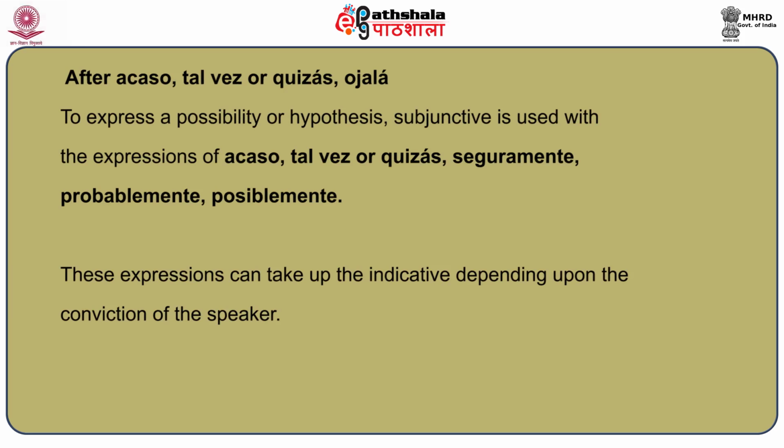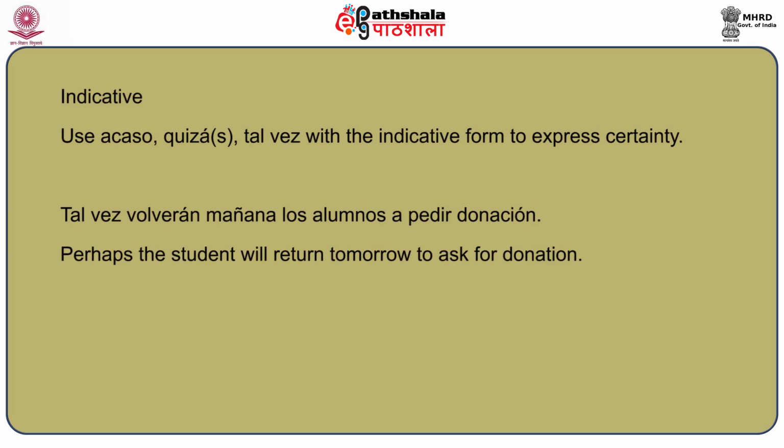After acaso, tal vez, or quizás, and ojalá, the subjunctive is used. To express a possibility or hypothesis, subjunctive is used with the expressions acaso, tal vez, or quizás. Seguramente, probablemente, posiblemente. These expressions can take up the indicative depending upon the conviction of the speaker. The indicative cases use acaso, quizás, tal vez with indicative form to express certainty. Tal vez volverán mañana los alumnos a pedir donación. Perhaps the students will return tomorrow to ask for donation.